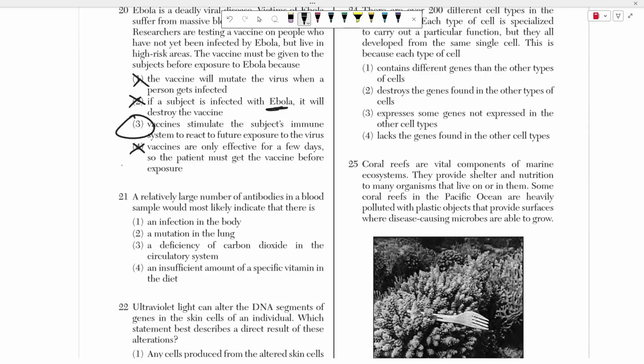21, a relatively large number of antibodies in a blood sample would mostly indicate that there is... 21 would be A, infection in the body, right? So antibodies are these special cells that your immune system produces. They look like a triangle or an upside down Y, and they are highly specific to certain viruses, right? They bind to viruses or pathogens and they destroy them. So if there's a lot of antibodies in your blood, that means that you probably have an infection inside of your body, okay? Antibodies are only produced in the case of an infection, when your body is infected with something and it needs to fight off whatever's infecting it.